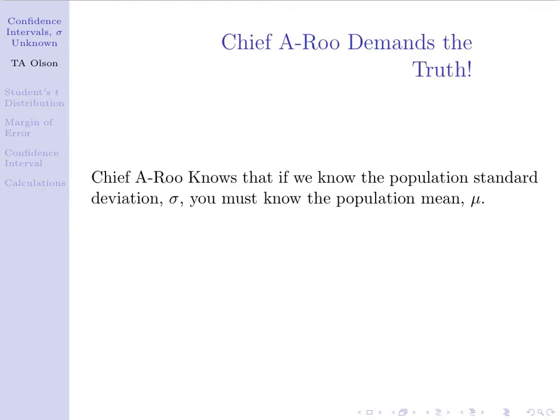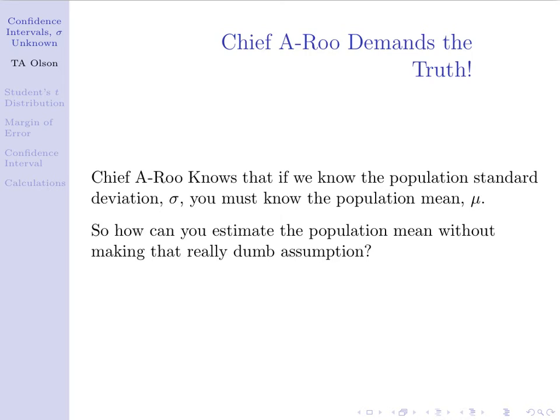All right, so Chief-Aru has been patiently coming along, but she knows that to know the population standard deviation, we have to know the population mean to begin with. And if we know the population mean, why are we trying to estimate it using the samples? So Chief-Aru wants to know, how can we estimate our population mean without making this really dumb assumption?